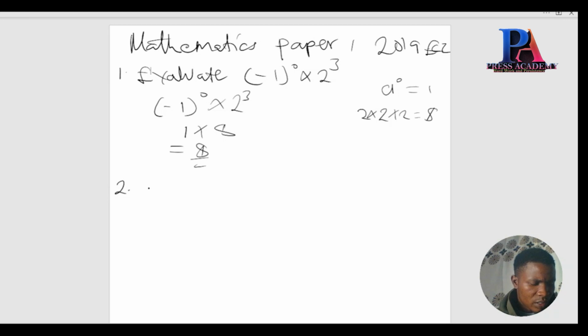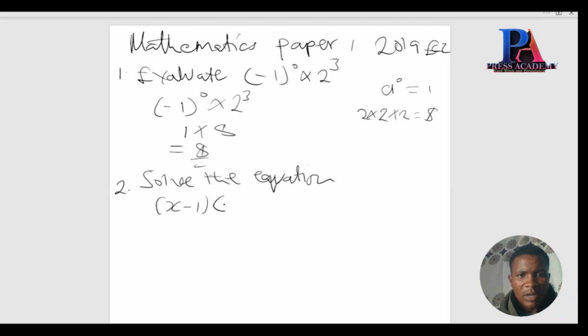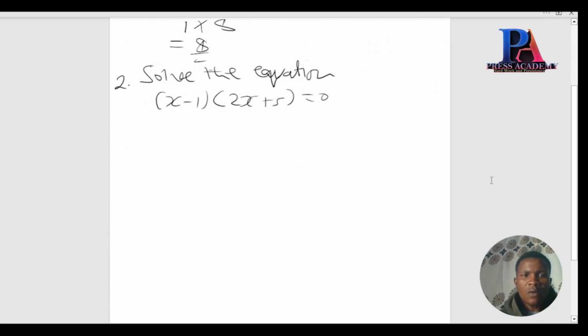The second question says solve the equation: open bracket x minus 1 close bracket, open another bracket 2x plus 5 close bracket is equal to 0. And in this question, we'll find the values of x, which are the roots of the equation, because this is already factorized. So you need to equate what is inside the brackets to 0. So we have x minus 1 is equal to 0, or 2x plus 5 is equal to 0.